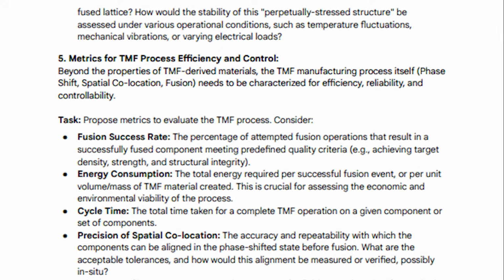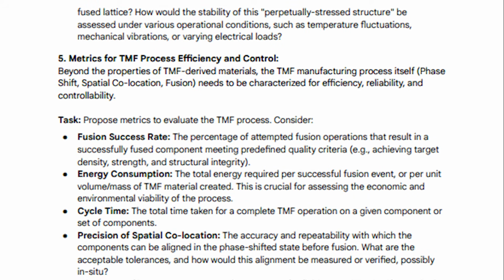5. Metrics for TMF process efficiency and control. Beyond the properties of TMF-derived materials, the TMF manufacturing process itself, phase shift, spatial collocation, fusion, needs to be characterized for efficiency, reliability, and controllability. Task: propose metrics to evaluate the TMF process.